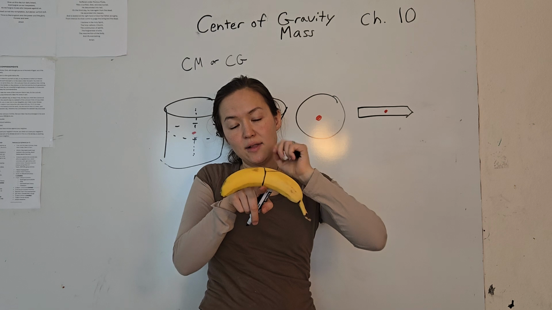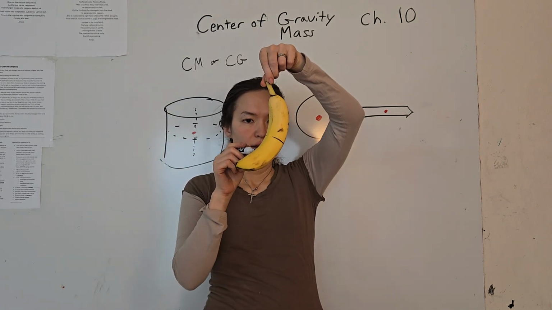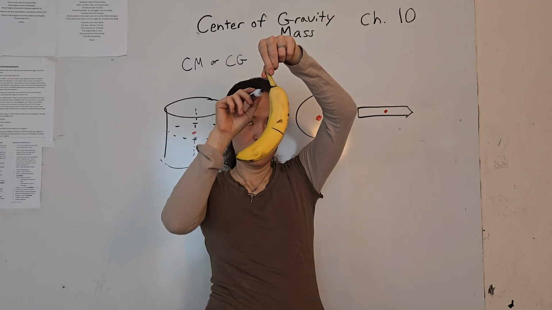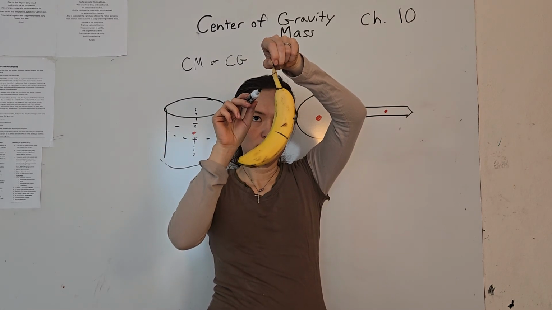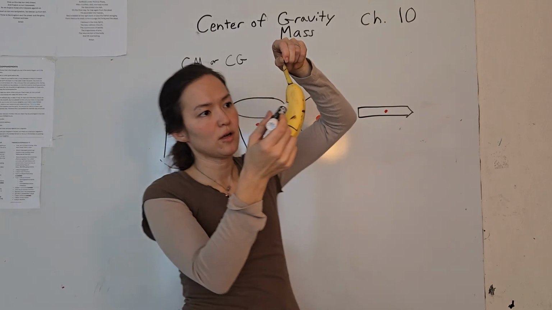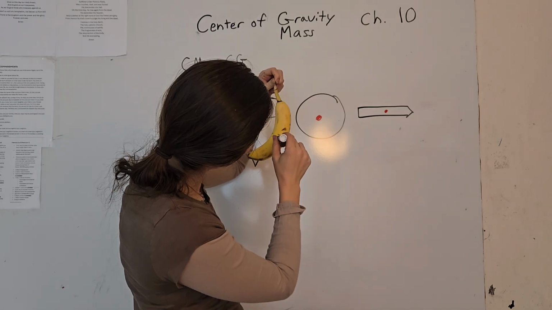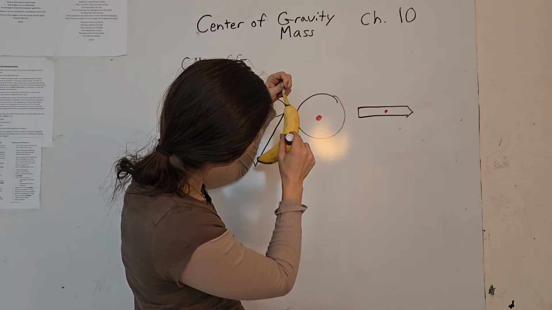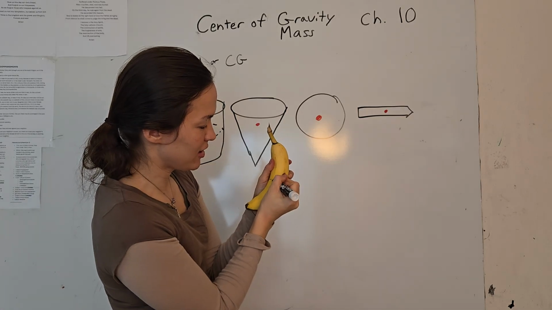There we go. See, that's the line there. Now if I want to find out, I'm going to hang it this way, and I can draw... interesting. So now I'm going to draw a line straight down from my hand. This tells me the center of mass for this banana. The center of mass for this banana is right about here.